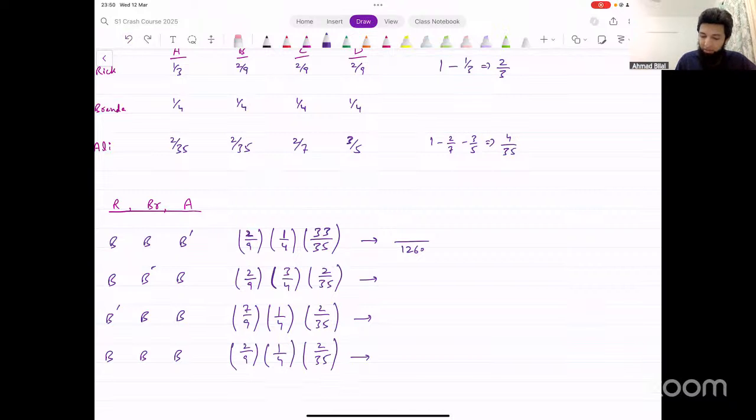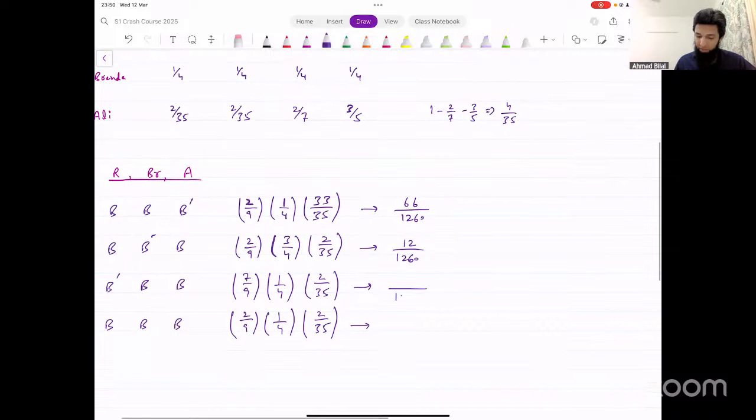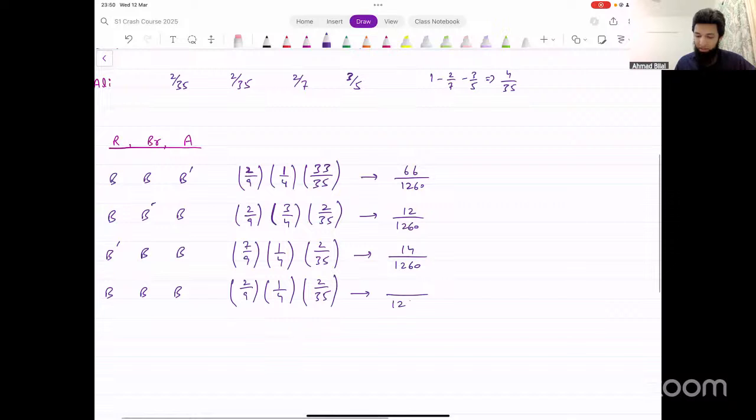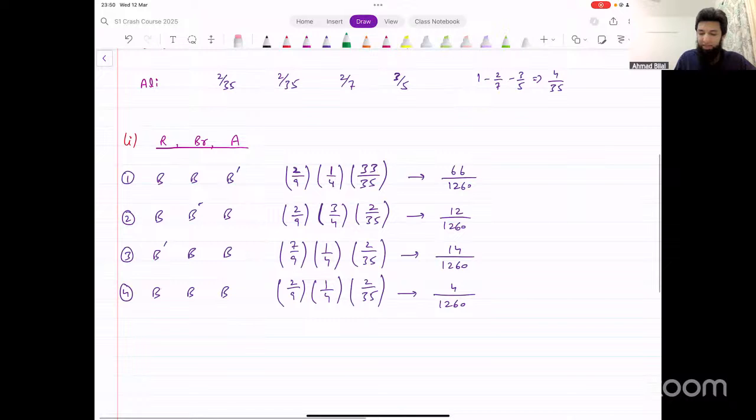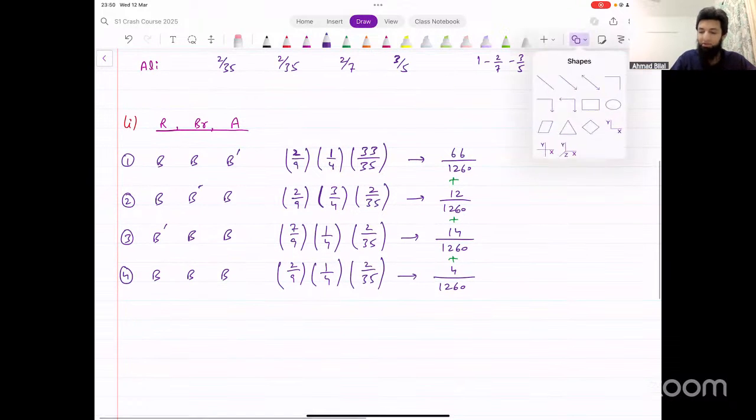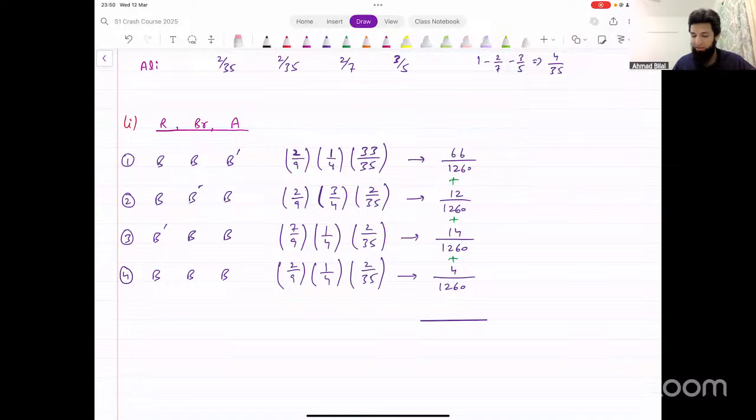The numerator in the first case is going to be 66. In the second case, it's going to be 4 times 3, that's 12. And the third case, the numerator is 14. And in the fourth case, the numerator is 4. And then you add these cases because it's either the first case or the second case or the third case. And that is going to give you the final result. You can see what that is.